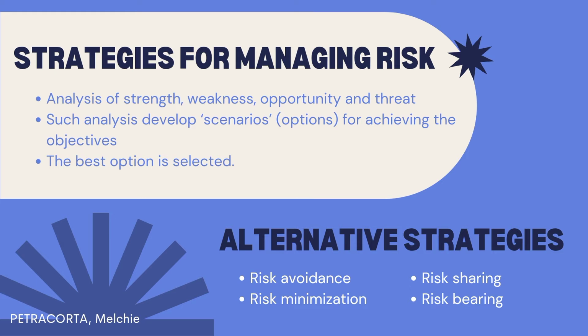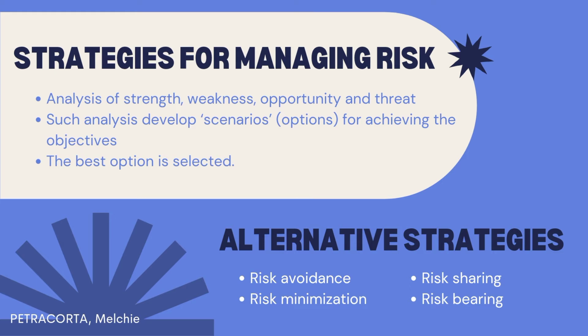Risk can also be managed through one of the alternative strategies. First, we have risk avoidance. Risk avoidance is not performing any activity that may carry risk. For instance, you avoid sailing in rough weather to avoid damages. Another alternative is risk minimization. Risk minimization is the process of doing everything possible to reduce the probability or impact of risk towards zero. For example, fire prevention arrangement. This could be one of the strategies to reduce the probability or impact of fire.